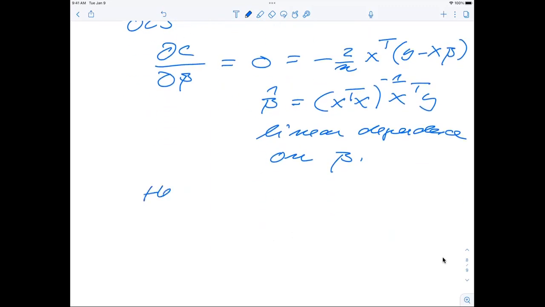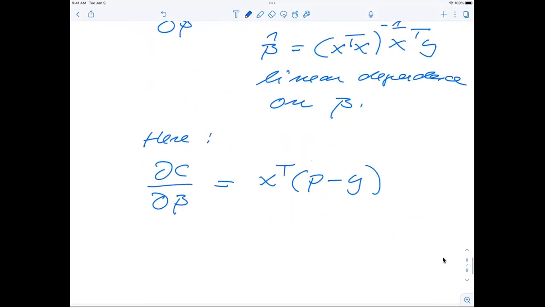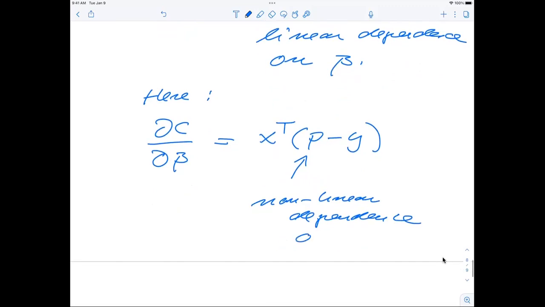Here we have that dC/d beta, and now I'm just going to rewrite the equations. It's going to be given by X transpose multiplied with (p minus y). And p now has a nonlinear dependence on beta. So we don't have a nice analytical solution for the unknown parameter beta. So this has to be solved numerically.